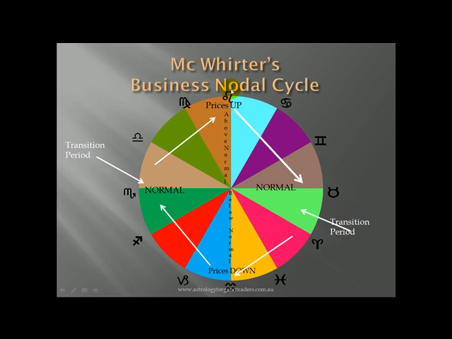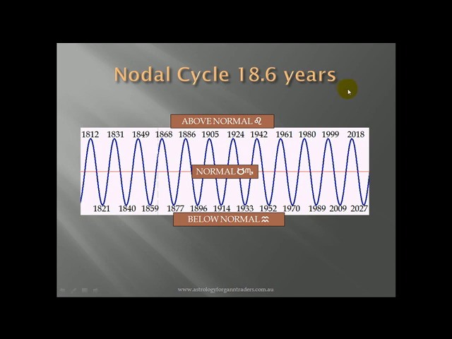So basically, the fixed signs of Leo, Taurus, Aquarius, and Scorpio mark the quarters of this cycle. So it's 4 to 4.5 years that you get a high, a transition period, a low, and a transition period. Basically, this is what it looks like graphically. If I represent it another way, she has above normal when they're in Leo, normal when they're in Taurus and Scorpio, this line, and below normal when we're in Aquarius.